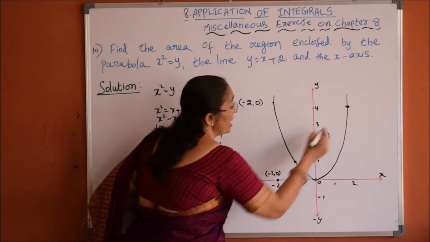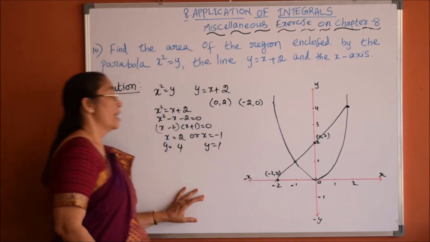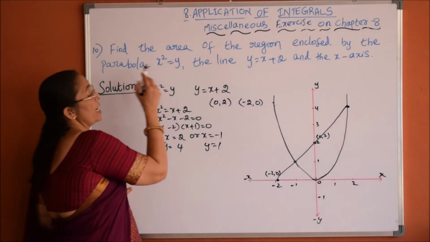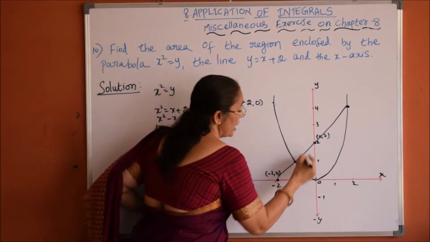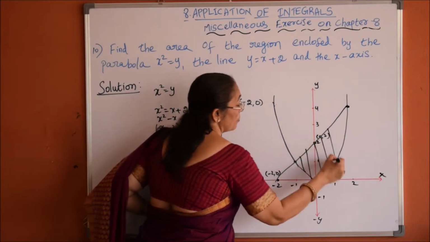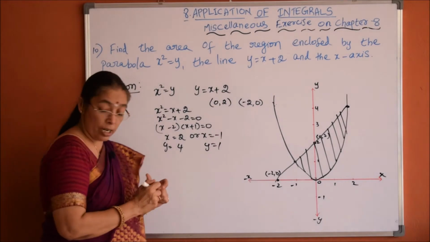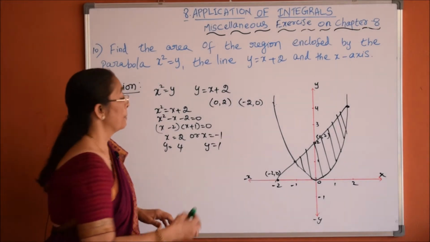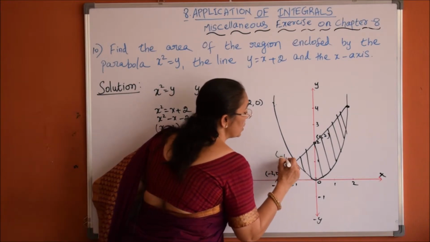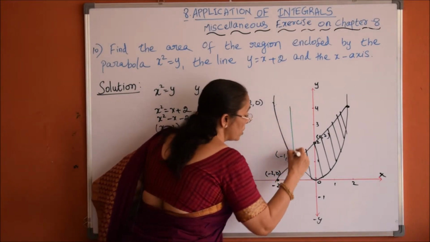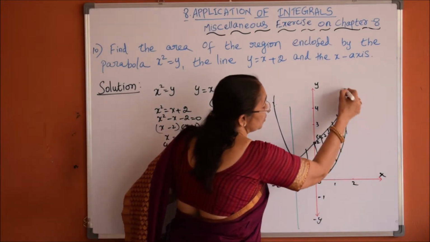So the straight line is this, this is the required straight line, and the question asks for the area of the region enclosed by these two. Our required area is this one, which is nothing but the area covered by the straight line between the lines. This point is minus 1 comma 1, so x is minus 1, and this point is x equals 2.